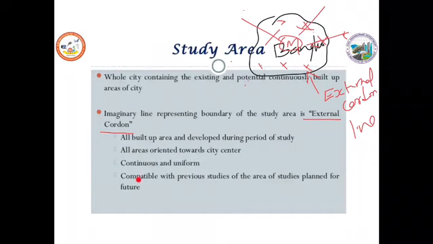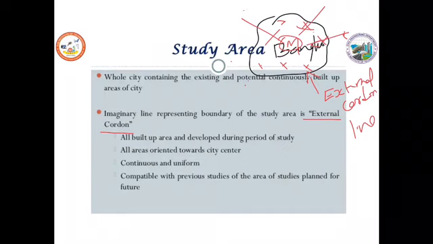And at last, the external cordon line we have considered should be compatible with the previous studies of the area and also the studies which have been planned in the future. When we make our area compatible with the previous studies, for example, the area may be divided based upon the electoral polls, or based upon the water supply system, or with respect to the telephone sector.